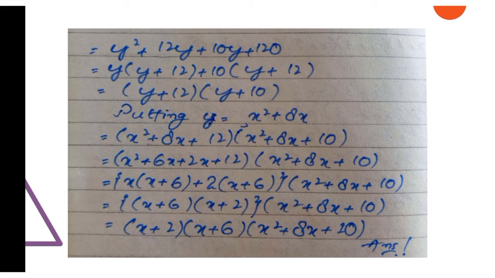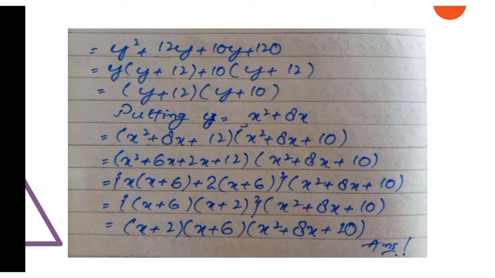We know that the product of 6 and 2 equals 12, which is our constant term here. Now in the first two terms x is common, so we have taken x as common, and the remaining terms are x plus 6. In the last two terms we have taken 2 as common, and the remaining terms are x plus 6. Now the bracket is closed, and another bracket is x square plus 8x plus 10. It came as it is.